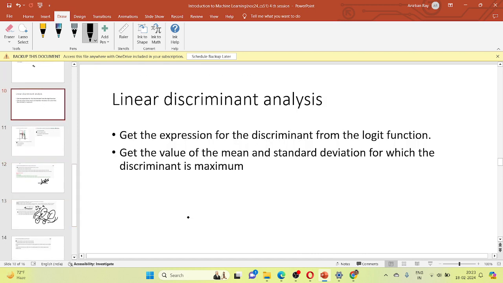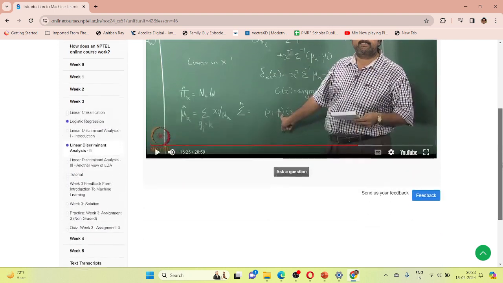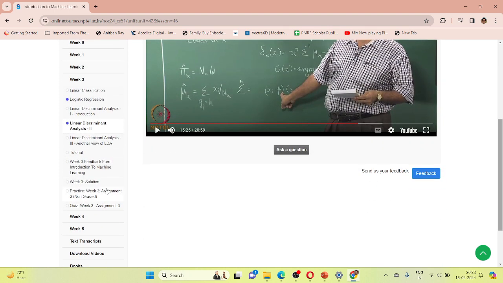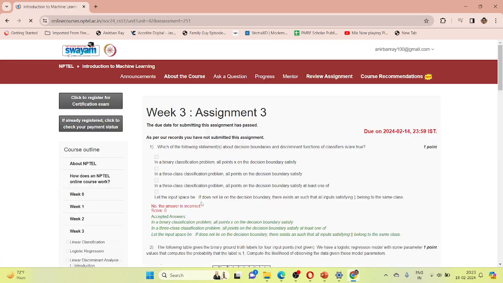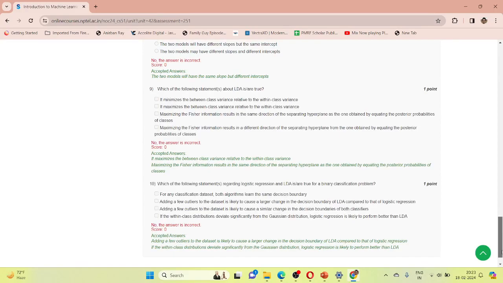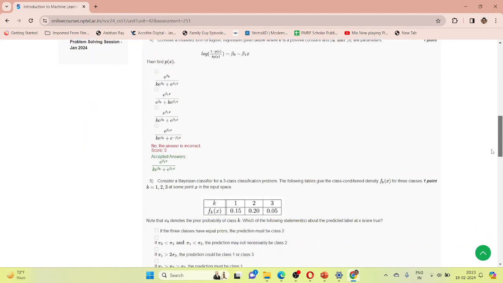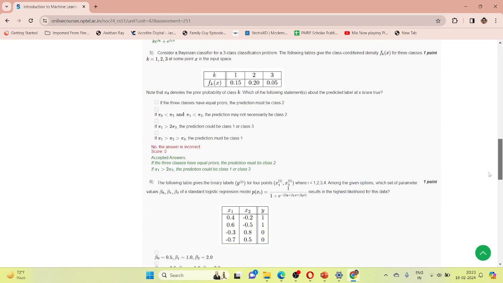Fifth here, not there. Which week actually? The third week assignment, fifth question. Okay, Bayes classifier. Let's see. This is the one, right? Yes, fifth question. Okay. What is the doubt?